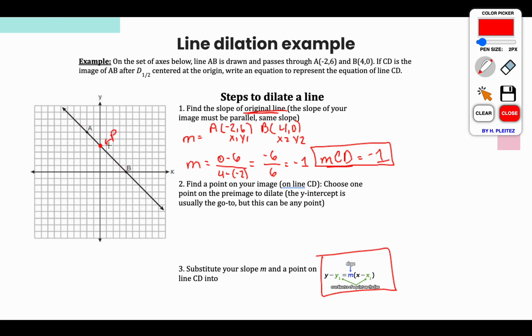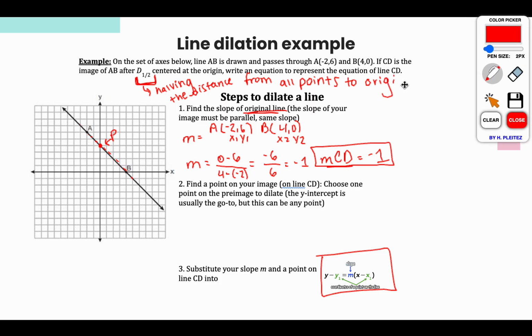So what's happening here is we are dilating every single point on this line by a scale factor of 1/2. Now, really what we're doing is we are having the distance from all of the points to the origin.